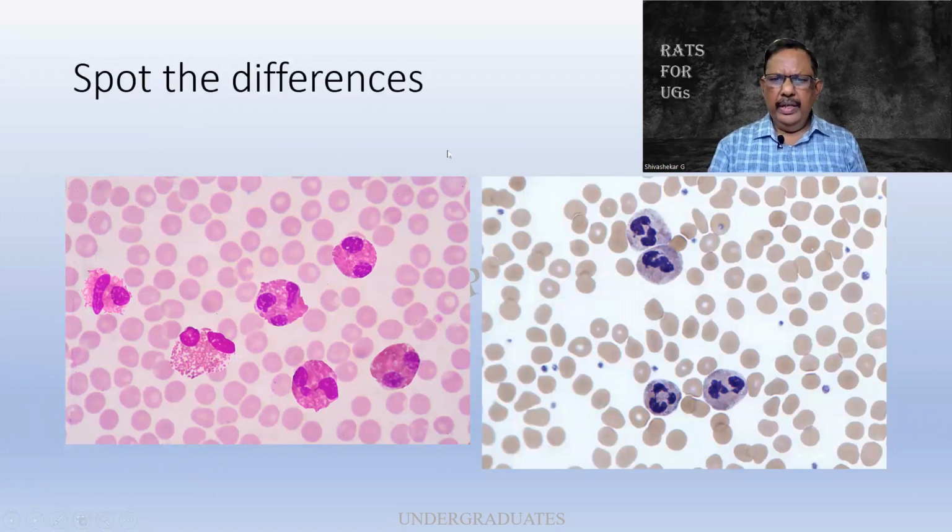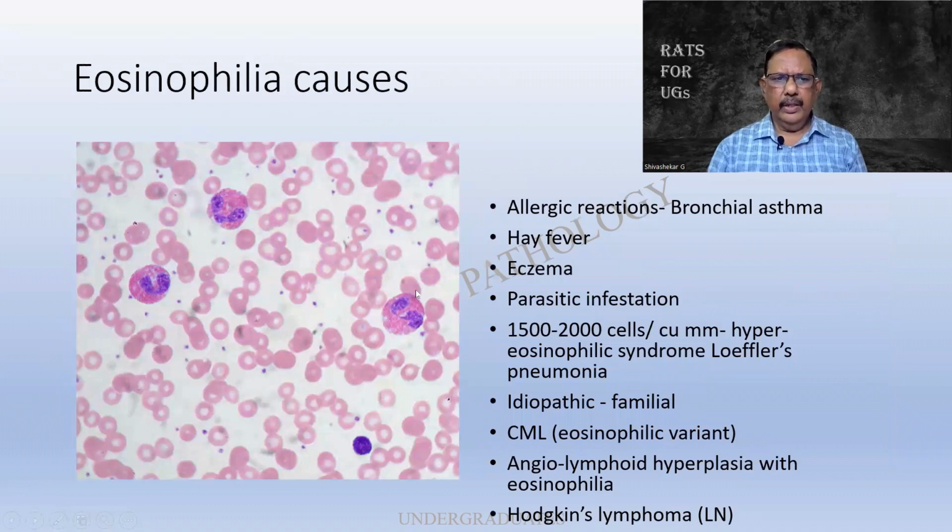So these slides are given to you for comparison. There should be no difficulty at all. Go by the color of the granules in the cytoplasm, and your diagnosis is correct. The irregular nucleus is found in the neutrophil and the eosinophil alone. Even in a slide like this, you can very easily make the differences between the lymphocyte and the eosinophil.